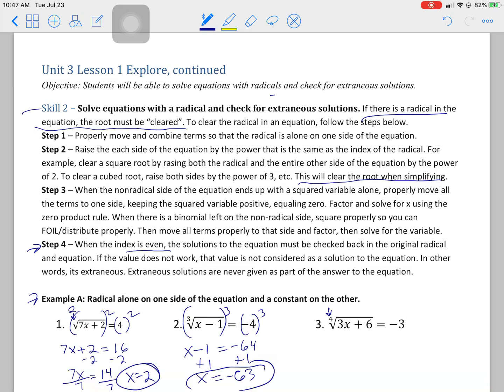All right, so the next one has a 4th root, so we want to raise it to the power of 4. So this is going to be 3x plus 6 equals, what is negative 3 times negative 3 times negative 3 times negative 3? That's going to be positive 81. Use your calculator for that if you need to. Solve.